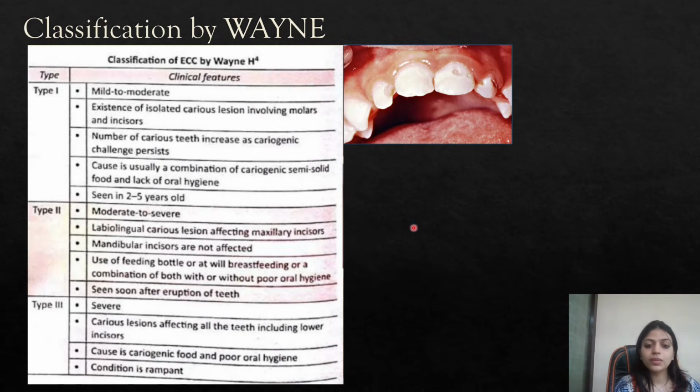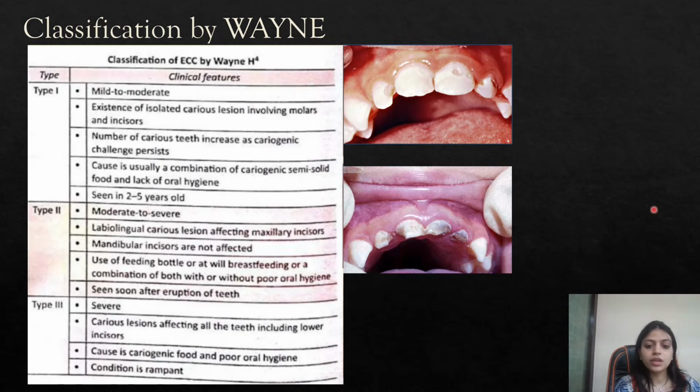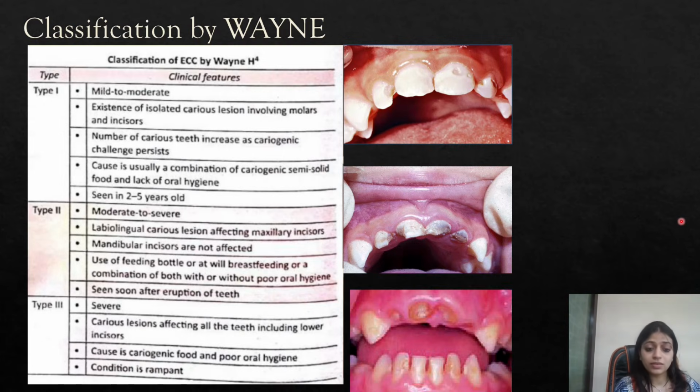Then comes the second type, which is moderate to severe. In this, labiolingual lesions affecting the maxillary incisors are seen. Mandibular incisors are usually not affected, and use of the feeding bottle or at will breastfeeding or a combination of both with poor oral hygiene is the reason, usually seen soon after the eruption of the teeth. Then there is type 3 which is severe. In this, the caries affect the lower incisors as well, and the cause is cariogenic food and poor oral hygiene, and this is a rampant condition.